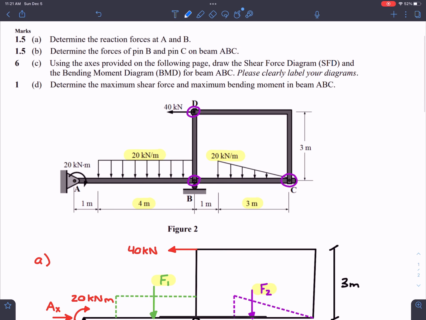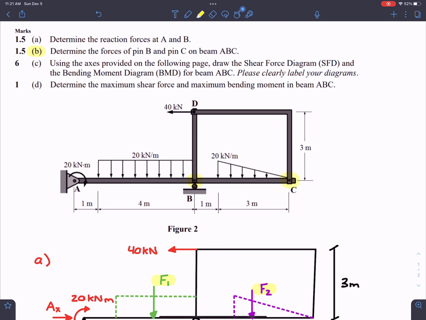The next part is what's going to trick everybody. And that's going to be part B here. And it says determine the forces of pins B and pin C on the beam. So I'm just going to erase this purple. Actually, I'll erase all the highlighting right here. It wants the forces in these two pins. So we have B as well as C.